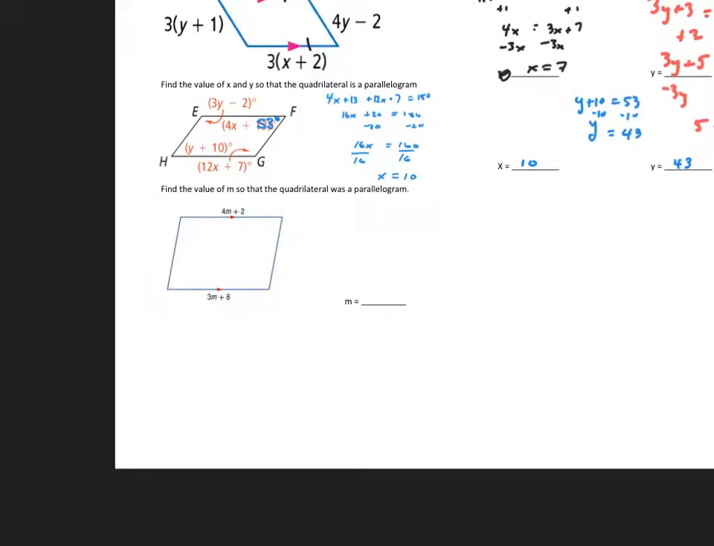Going on to the last example on this page, in order for this to be a parallelogram, I need to have one pair of sides that are both parallel and congruent. So that means I would need to set 4m plus 2 equal to 3m plus 8. So let's go on and solve. Subtract 2 from both sides. 4m is equal to 3m plus 6, because 8 minus 2 is 6. Now I'm going to subtract 3m from both sides, and I get that m is equal to 6.